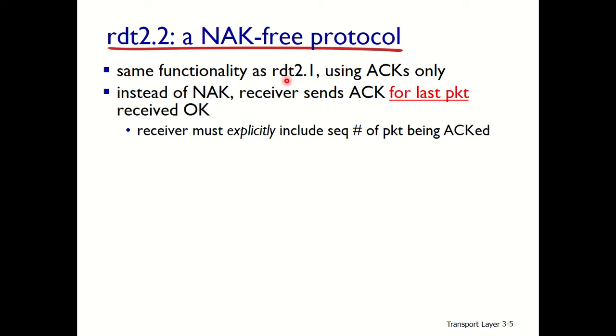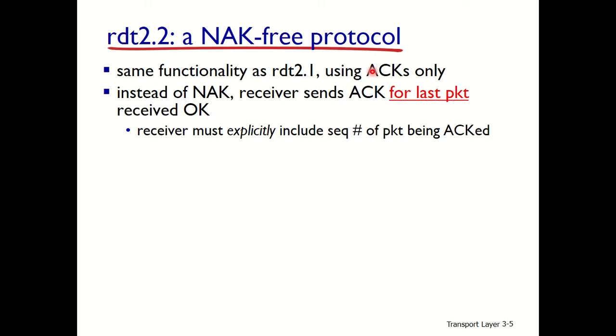But what is the difference? The difference is that RDT 2.2 uses only acknowledgement. It doesn't have negative acknowledgement. So that's why RDT 2.2 is called negative acknowledgement free. From the acknowledgement, we get the meaning of positive acknowledgement as well as negative acknowledgement. The receiver sends only acknowledgement. The receiver doesn't send the negative acknowledgement. But from the acknowledgement, the sender can come to know whether this is a positive acknowledgement or a negative acknowledgement.